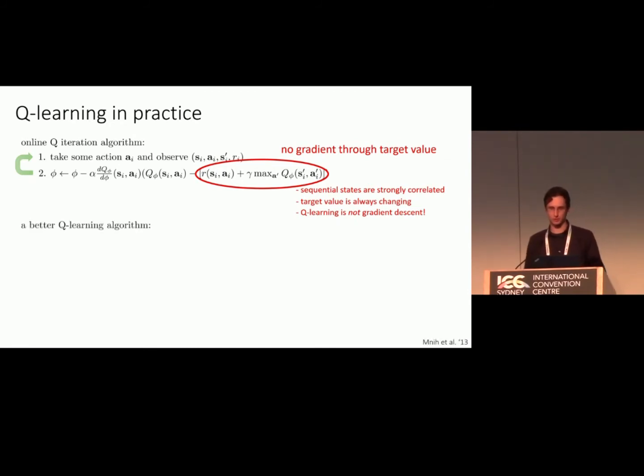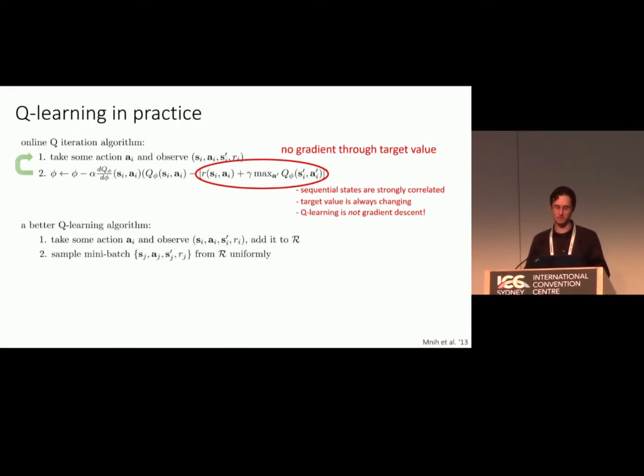There is a better Q-learning algorithm that we can derive. It's still not guaranteed to converge, but it works a lot better in practice. You take some action a_i, and this is, by the way, from a paper by Volodymyr Mnih and collaborators from DeepMind. You take some action a_i and you observe a transition s_i, a_i, s_i prime, r_i, and then you add it to what's referred to as a replay buffer, a buffer of data that you're going to pull from later to update your Q function. Then you're going to sample a mini batch of transitions from that replay buffer, and then you're going to compute target values for every single sample in that mini batch by using a target network, and I'll mention what the target network is shortly.